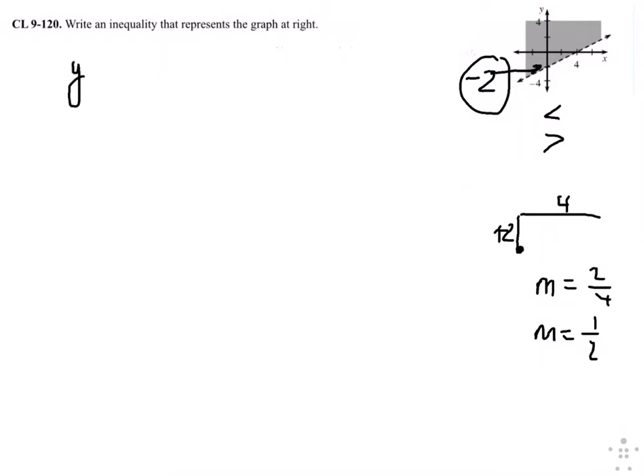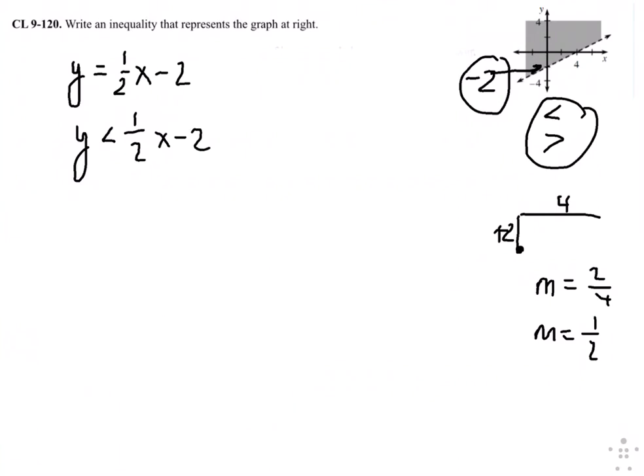So as an equation, it would be y equals 1/2 x minus 2. But the equal sign has to be replaced by the less than or greater than. So what I'm going to do is I'm just going to try one. So I'll try y is less than 1/2 x minus 2, and then I'll take a point like (0, 0), and I'll put it in.